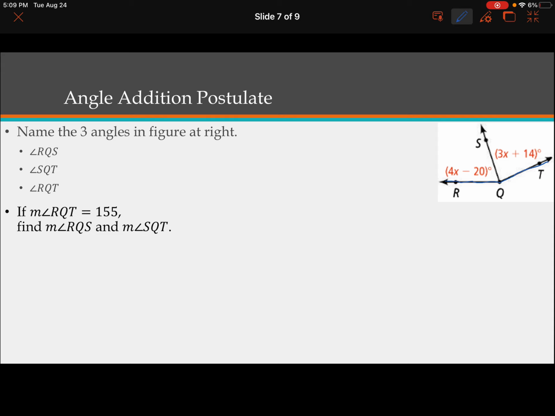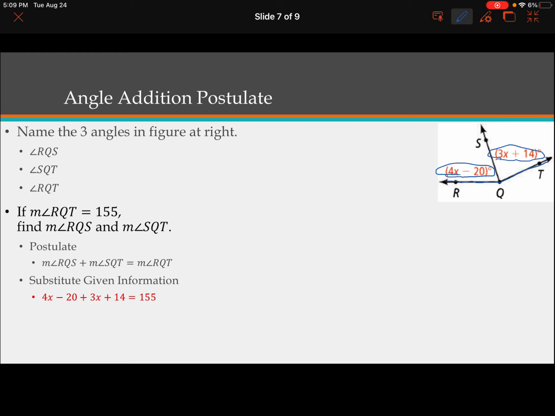Angle addition says that if we take these two chunks, 4x minus 20 and 3x plus 14, and we add them together, that'll equal the measure of the entire thing. When we substitute the information, that's what it is: 4x minus 20, 3x plus 14, all added together equals the whole thing, 155. To solve this equation, we got to combine like terms. I see 4x and 3x. I see minus 20 and plus 14. Combined all together is 7x minus 6.